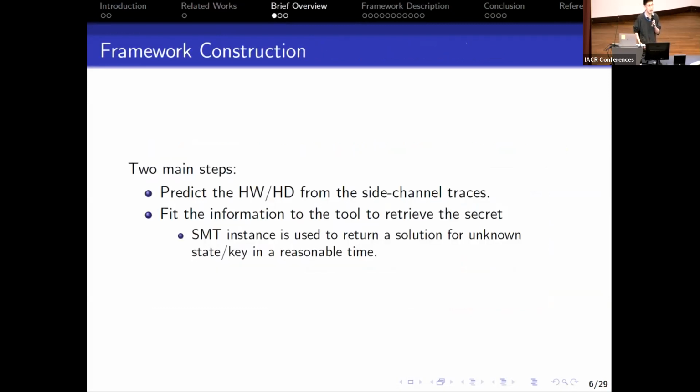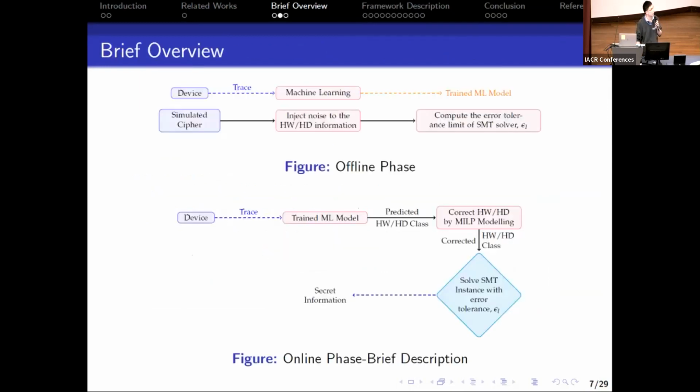So this is the general idea of our framework. We first take the traces, and then we predict the Hamming weight or Hamming distance sequence using machine learning. Finally, we feed this information to our tool to retrieve the secret. We use an SMT instance to return a solution within reasonable time for the unknown state or key. So this is the generic framework.